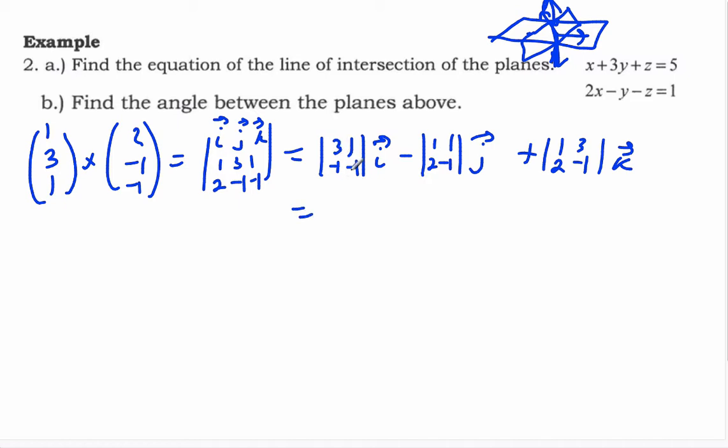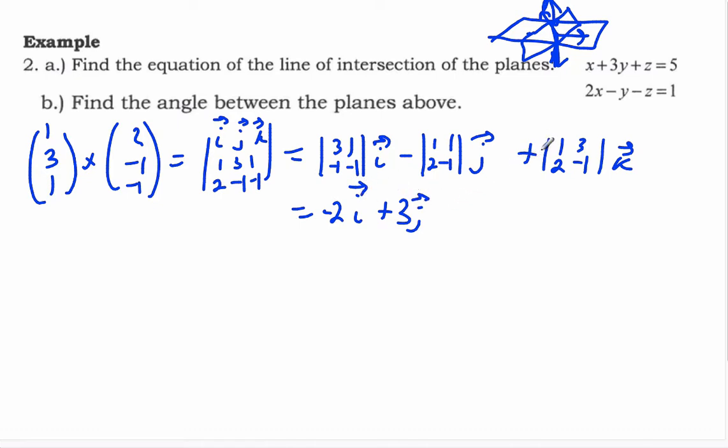Okay, so we get 3 times -1, -3 plus 1 is 4i. Let me just double check that. -3 plus 1 is -2. Oops. Okay, so that's -2i. And then we've got -1 minus 2 is -3. -3 is +3.